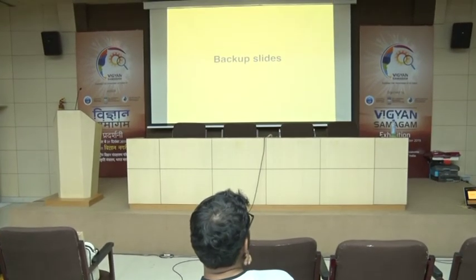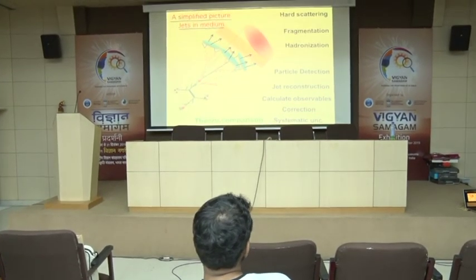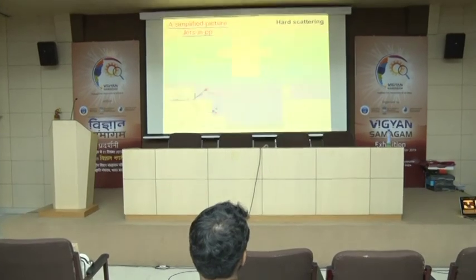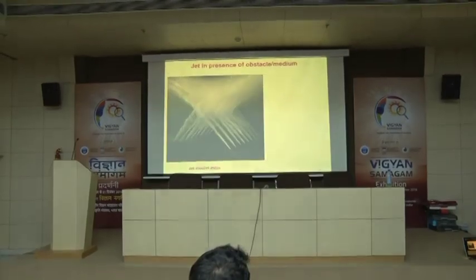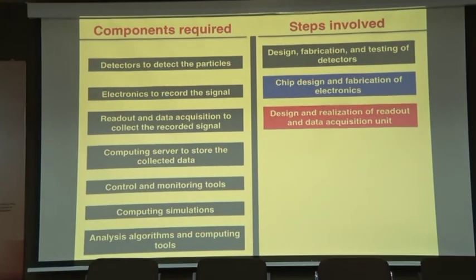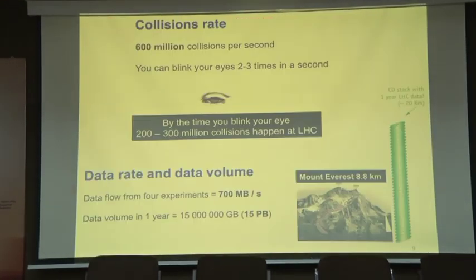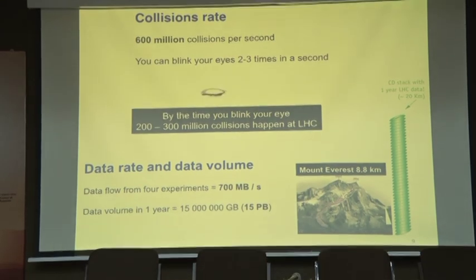I think that was missed. How many collisions happen per second? I showed that. You see 600 million collisions per second, right? So every time medium will be formed, that is not sure.